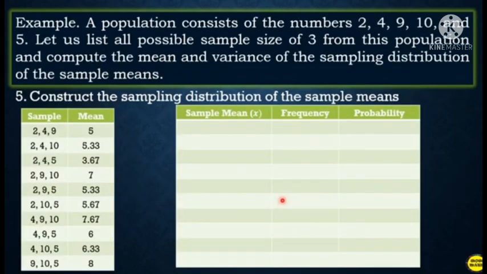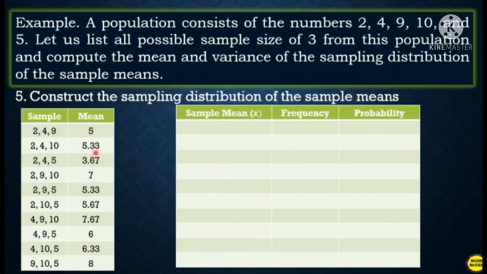Next. Step number 5 is to construct the sampling distribution of the sample means. So, sa sampling distribution, ito yung kailangan natin makita. Okay, the sample mean, the column ng sample mean, the frequency, and then the probability. Okay, so dito, i-arrange natin mula sa mababa pataas.